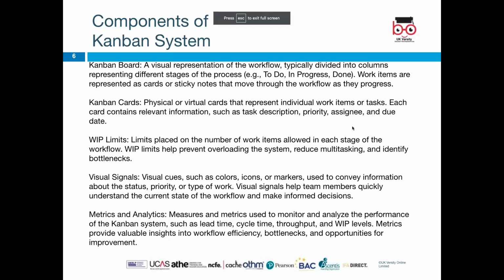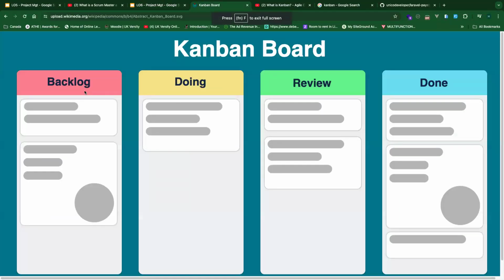Visual signals, visual cues such as colors, icons, or markers used to convey information about the status, priority, or type of work, like we saw here. I don't know if it is red because I'm a little bit colorblind. I know this is yellow. This should be green, and this is blue. So blue is the done. Yellow is like they're still working on it. Green is ready, and red is wait.